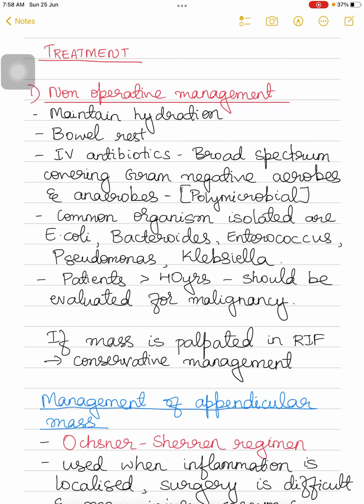Hi everyone. Today we'll discuss the treatment of appendicitis. First is the non-operative management.